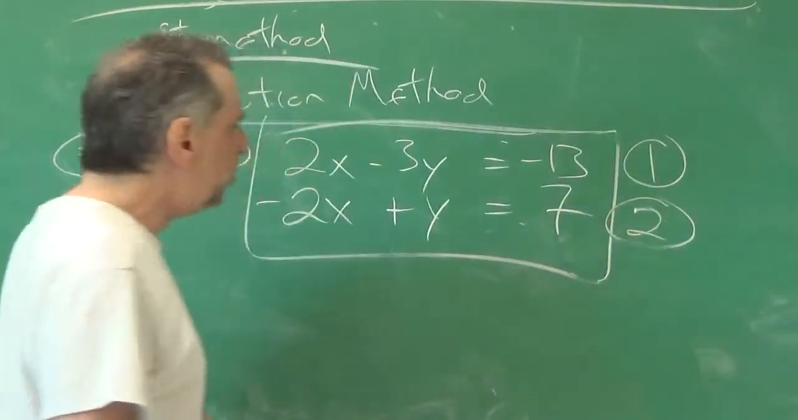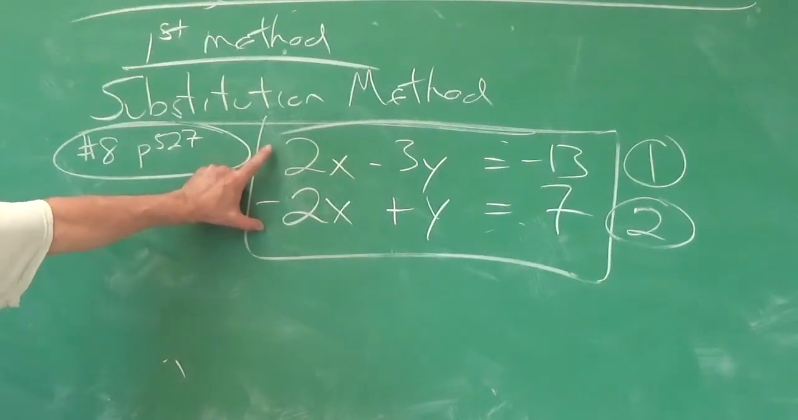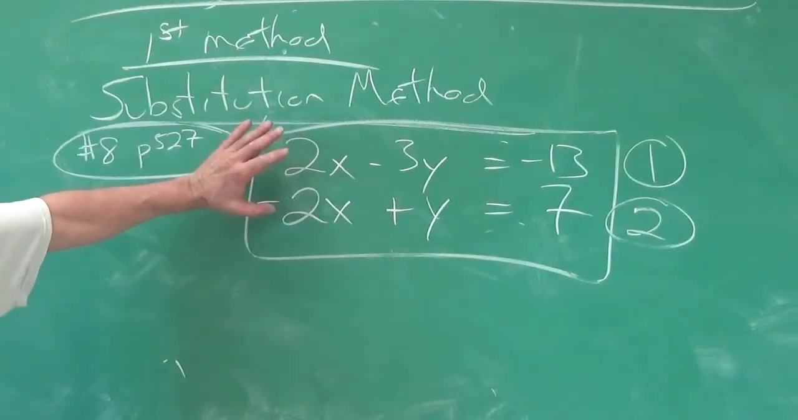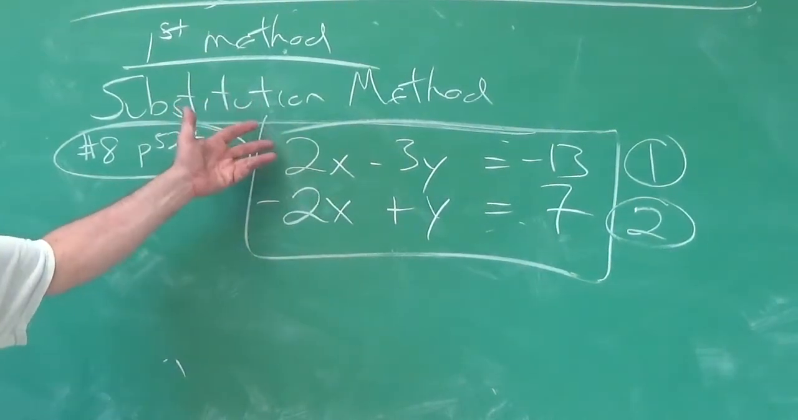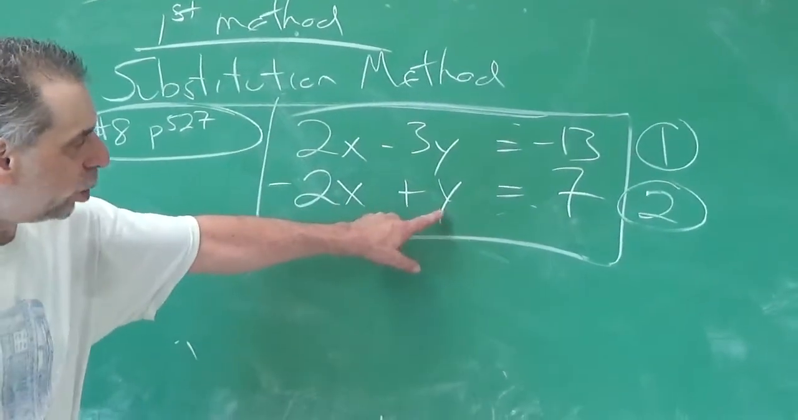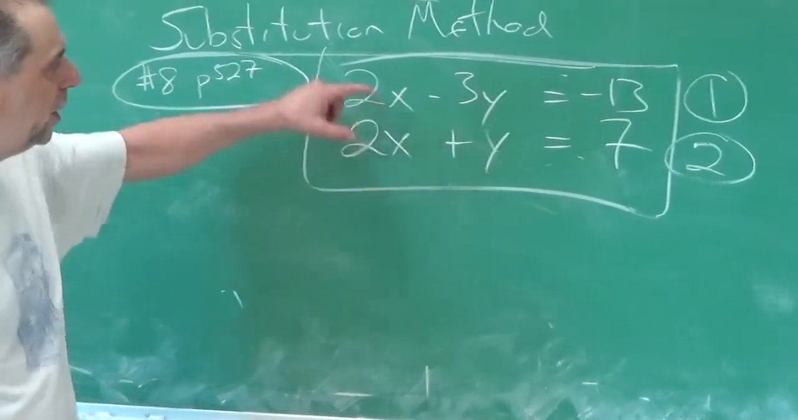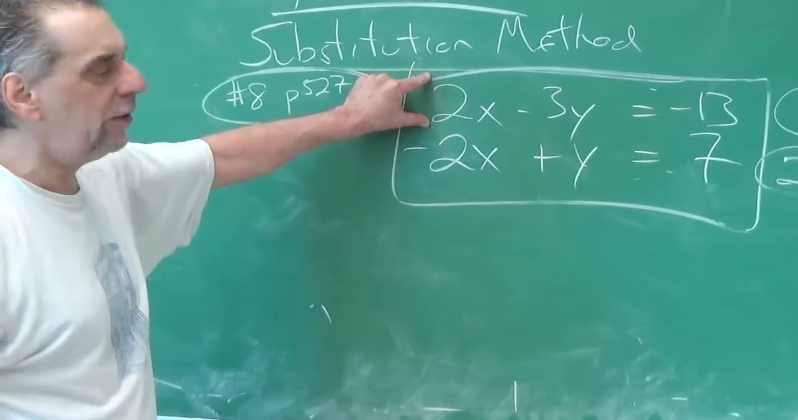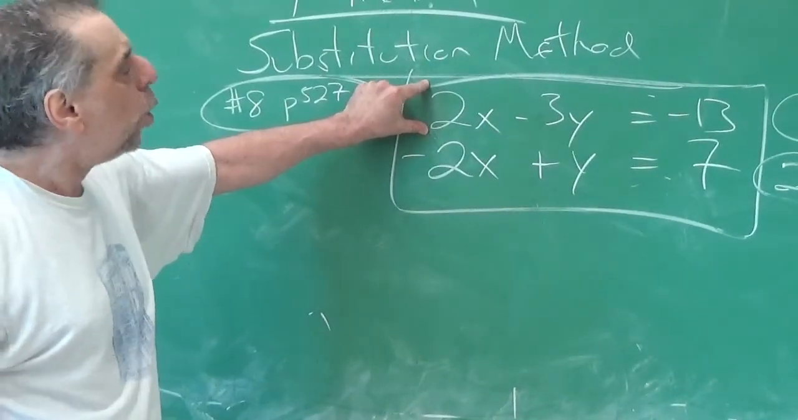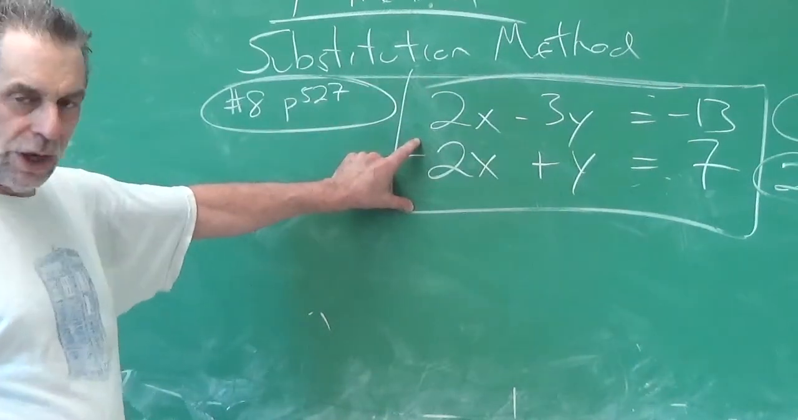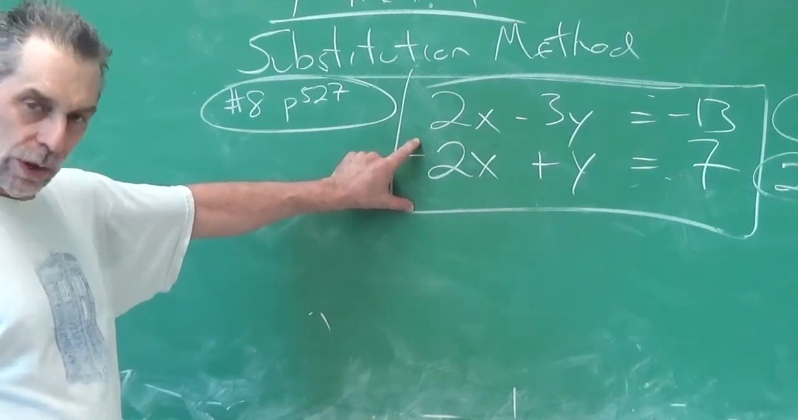All right, so the substitution method: you have two equations and two unknowns. What you want to do is solve either one of the equations for either one of the variables. When you see one of the variables sitting alone, that's your best choice. It doesn't matter: you can solve the first equation for x or y, or the second equation for x or y.